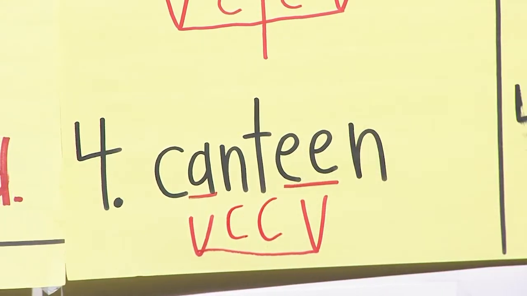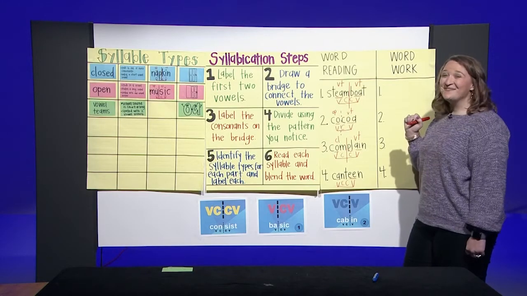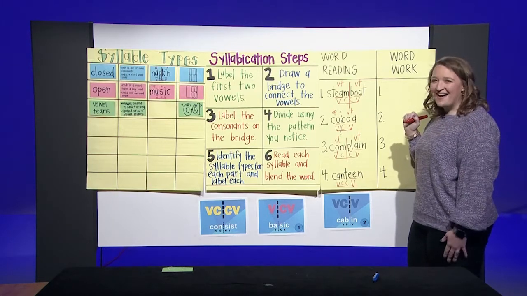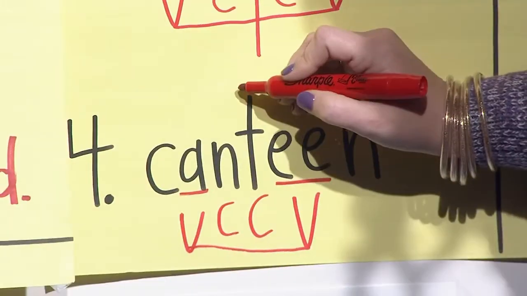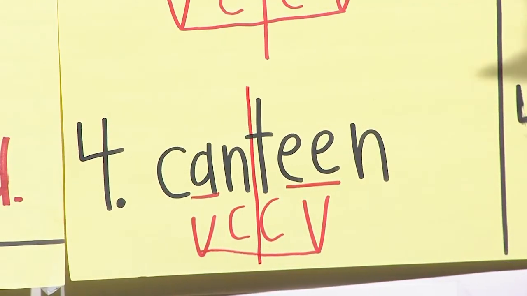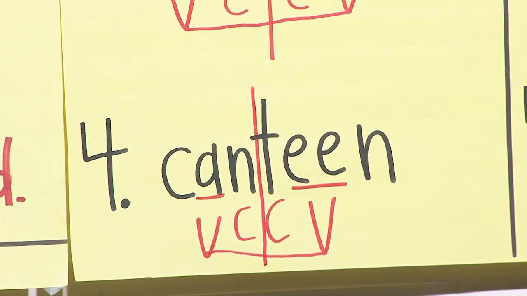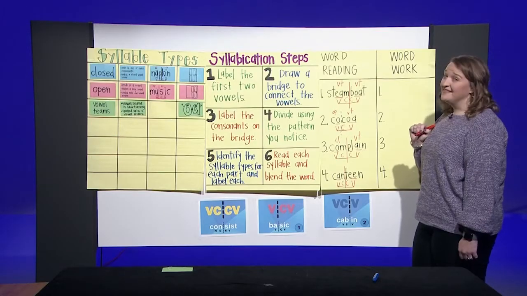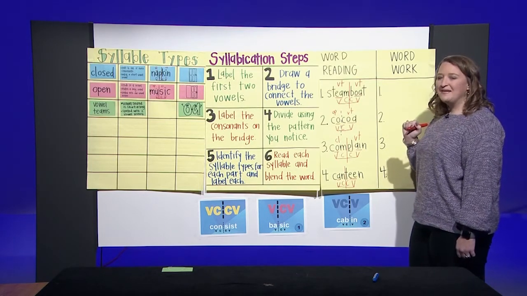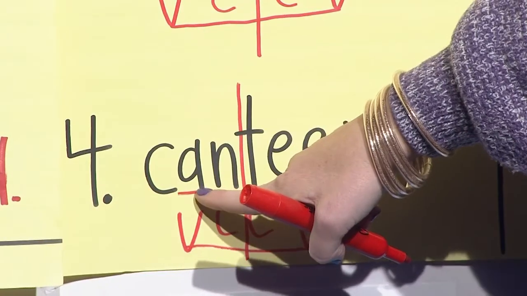Now what pattern do we have here? We've got to figure out where to divide. We have the VCCV pattern, so we know we divide between the consonants. So I'm putting my line between that N and T. Make sure you get your line there. That's going to help us read the syllables. Last step. Read each syllable and blend the word. Look at our word part.